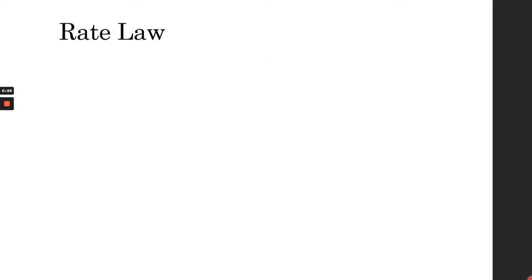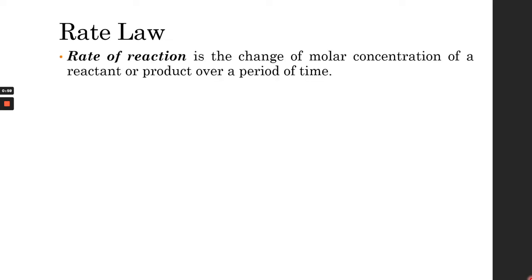So in order for us to understand what is rate law, let's begin by looking back at 7.1, wherein we discussed the rate of reaction. If you remember, the rate of reaction is basically the change in the molar concentration, which is the delta bracket, of the reactants or the products. The bracket denotes the molar concentration of a certain reactant or product, and we can use either the reactant or the product, and then divide it over a period of time, which is the delta T.